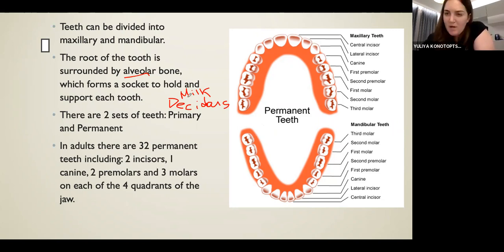What's so special about milk teeth? They have no roots. The roots that they have are not true roots. It's like a little tiny extension that holds the tooth in place, but it's not a root per se.